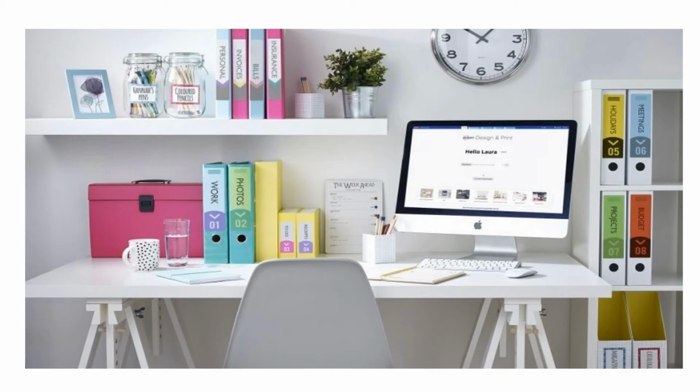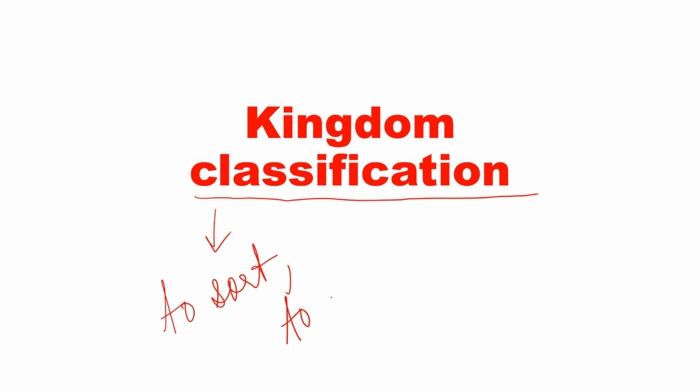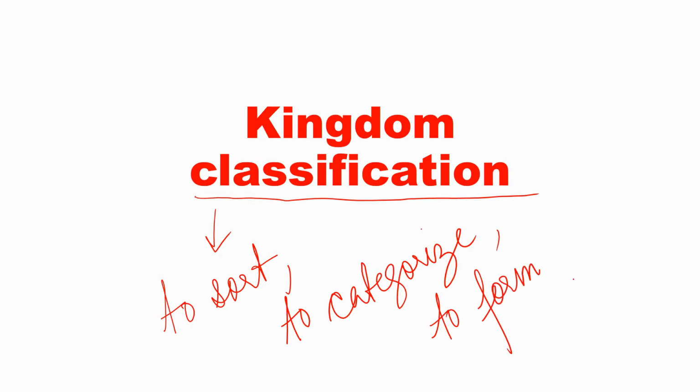Okay, so today we are going to study chapter 2, that is Kingdom Classification. So shall we start? I hope you all are ready. All right. First and foremost, if I am to give a definition of the word classification, what does classification mean? To sort or to categorize, or to form groups, isn't it? So this is what the word classification is all about.